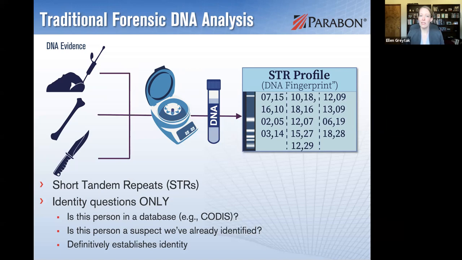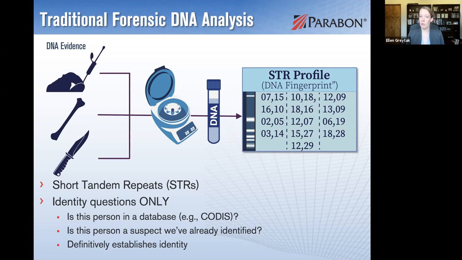You can compare a sample found at a crime scene or from unidentified remains to a suspect and tell whether they're the same person. And it's great for that if the person you're looking for is either in a database or one of the suspects you're looking at.